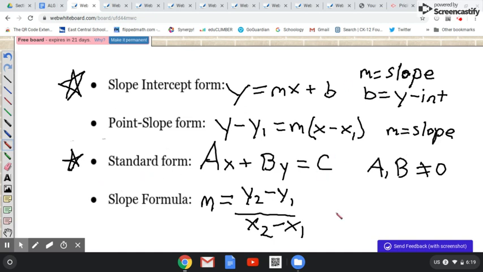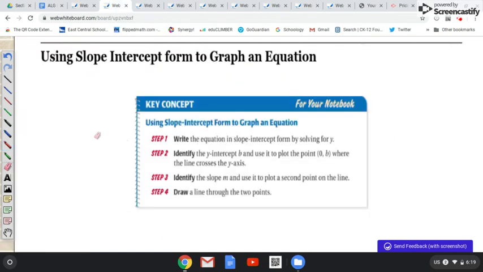I've already written mine, so go ahead and pause the video and record these notes in your notes so we can continue on with the first example. All right, hopefully you got all these notes down now. Let's take a look at our first example.